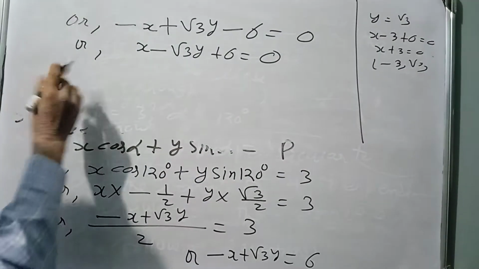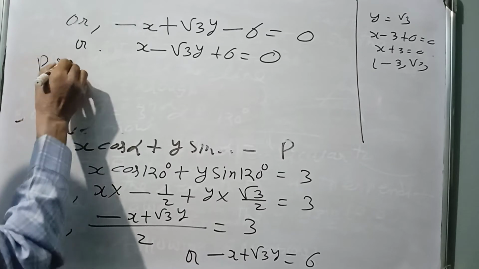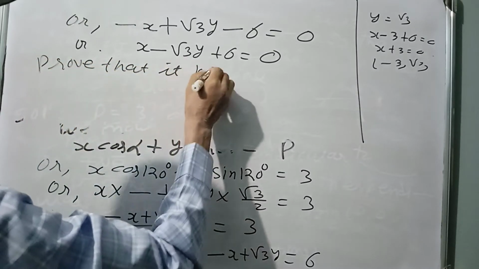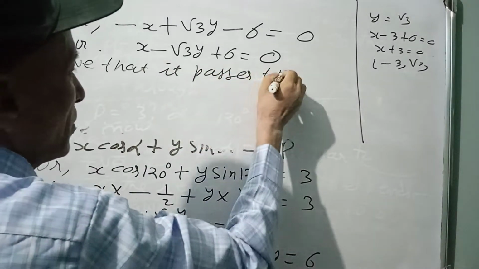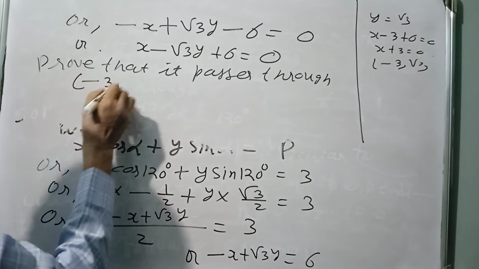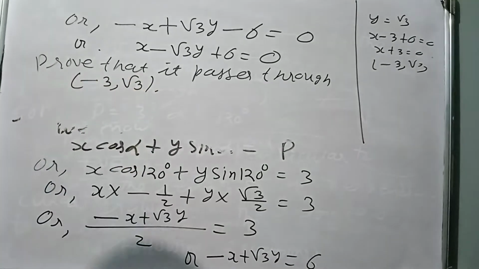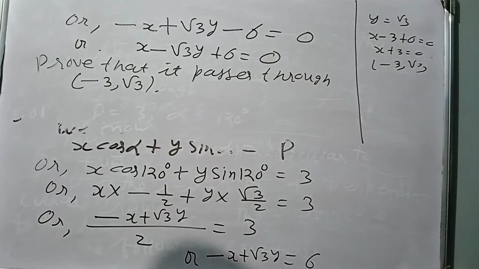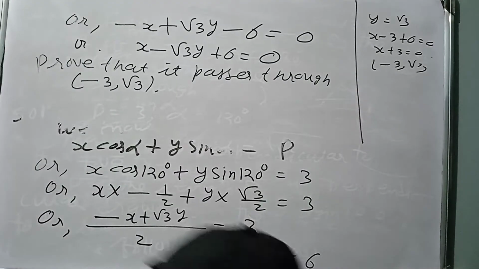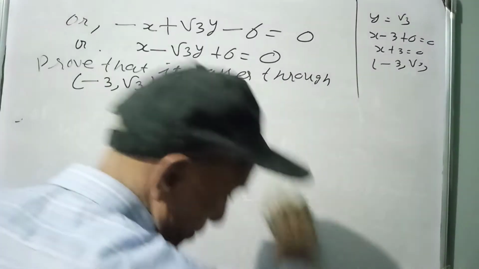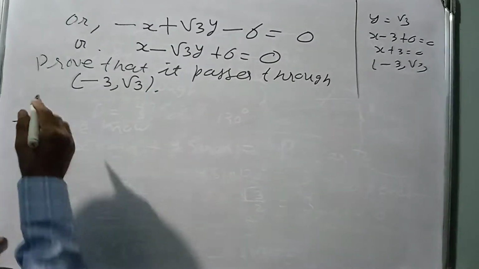Prove that. What to prove? Prove that it passes through -3 and √3. यो लाइन चाहिँ -3 र √3 बाट पनि पास हुन्छ भनेर प्रुभ गर्नु। How to prove it? In locus, how to prove?